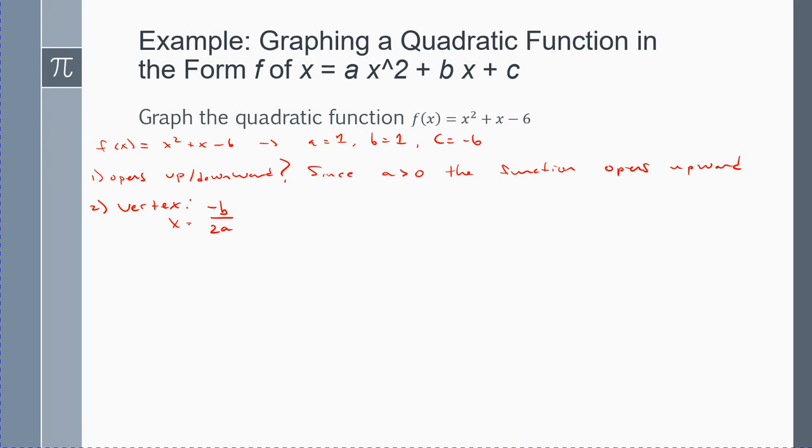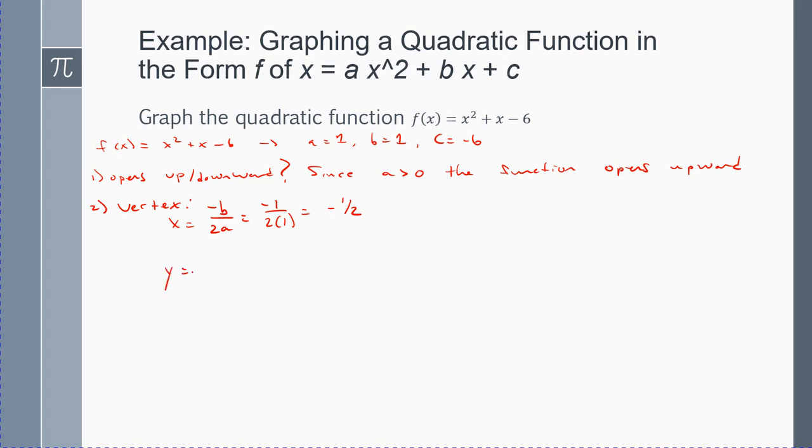So the x value is negative b over 2a. All right, so it gets a little tricky here, okay? So it's negative b, so it's negative 1 over 2 times 1. So this is negative 1/2, okay? Just so we're clear here, this is the x coordinate. To find the y coordinate, there'd be a little bit of work here, okay?